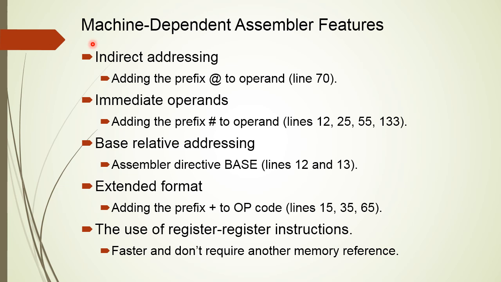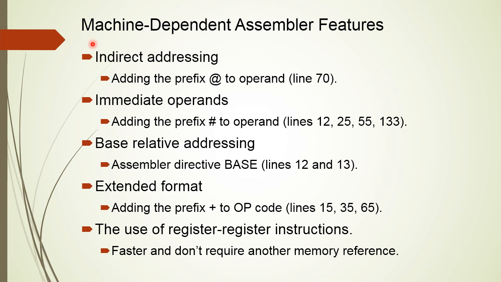But with respect to the SIC/XE machine, the instructions can belong to format 2, format 3, or format 4. There are four instruction formats. One is format 1 of length 1 byte, format 2 of length 2 bytes, format 3 of length 3 bytes, and format 4 of length 4 bytes. So how do we identify whether the instruction belongs to format 2, format 3 or format 4?